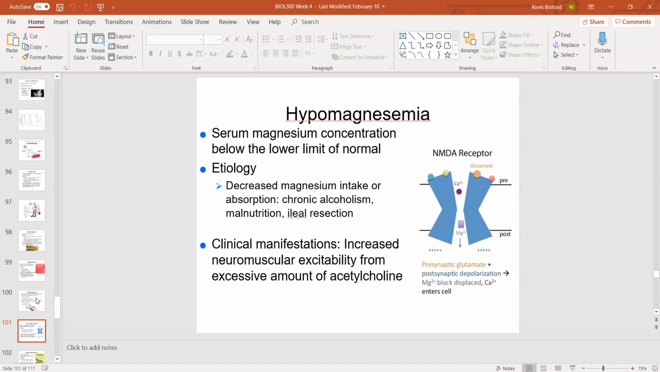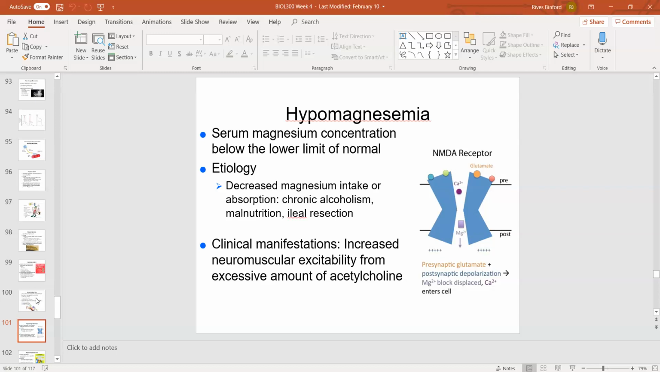Therefore, hypomagnesemia is going to be a condition of low magnesium, either from low intake or malnutrition, for example. And that's going to lead to depolarization. That's going to increase neuromuscular excitability. You have no bodyguards, you have no gatekeepers, you have increased neuromuscular excitability.